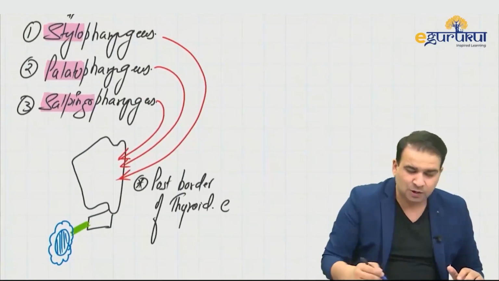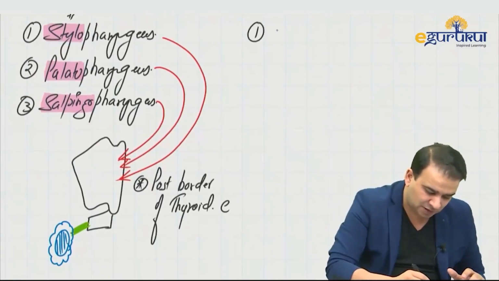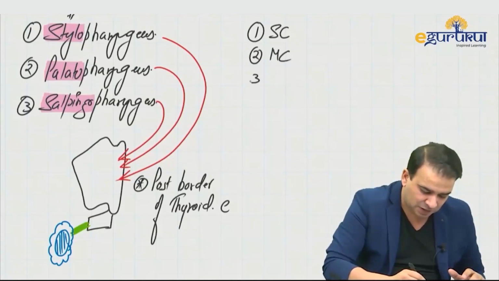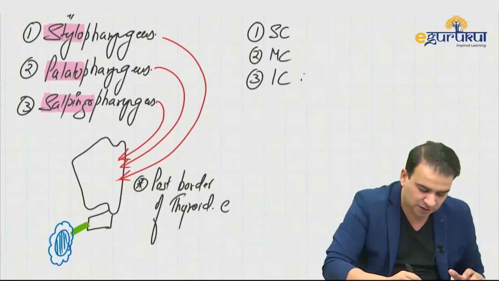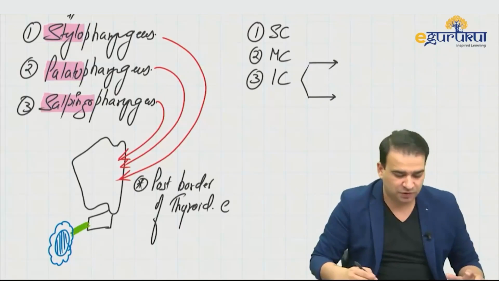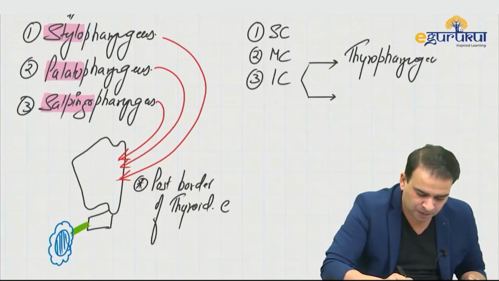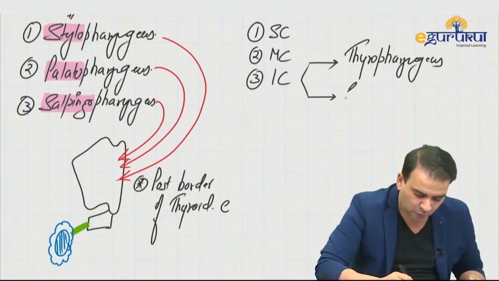Whereas the circular muscles, there are three circular muscles. We said the three constrictors. We have a superior constrictor, a middle constrictor, and the inferior constrictor. And the inferior constrictor has two parts. One is thyropharyngeus, and the other part is the cricopharyngeus part.